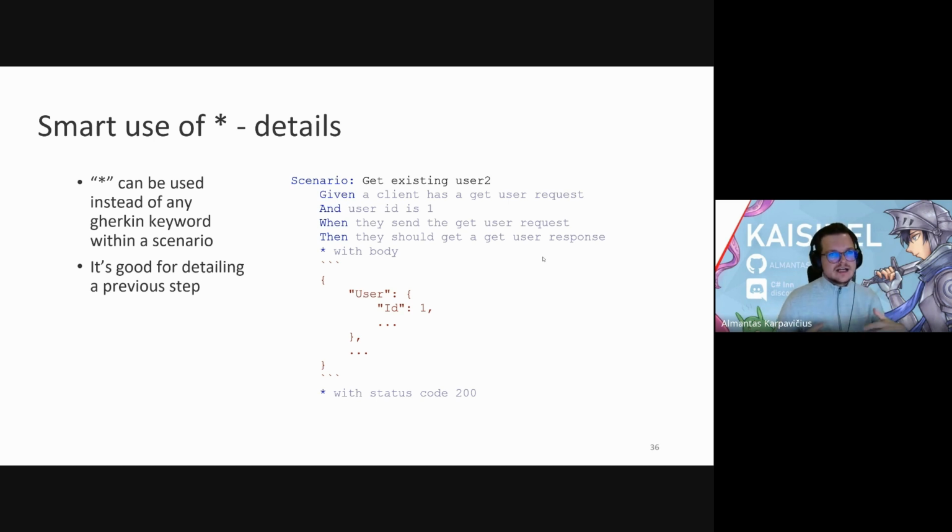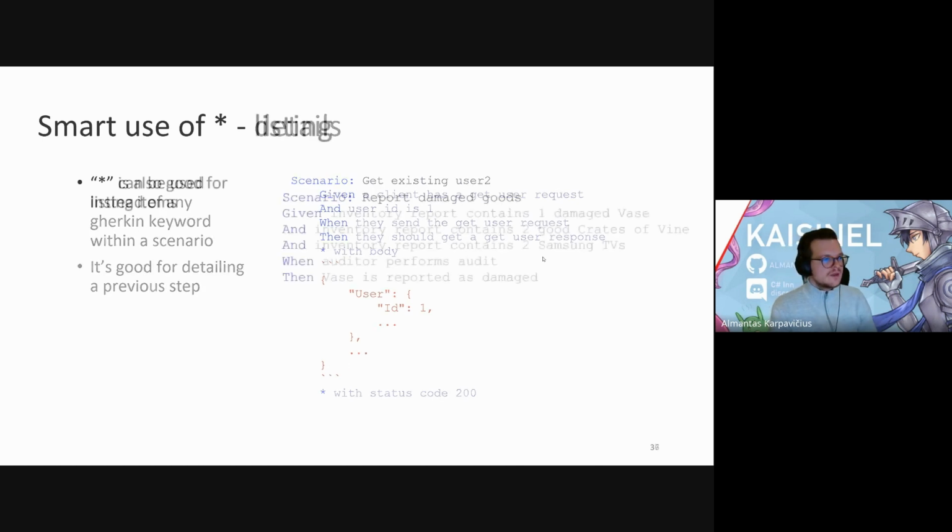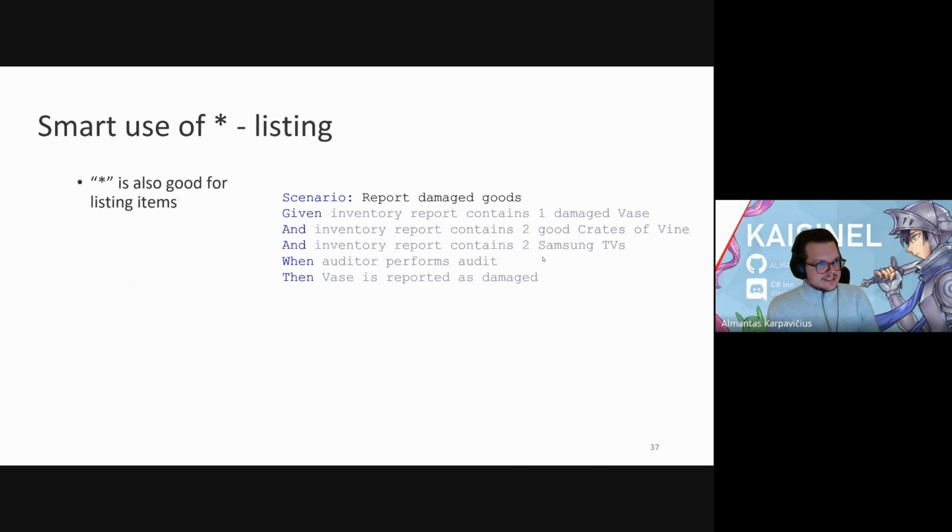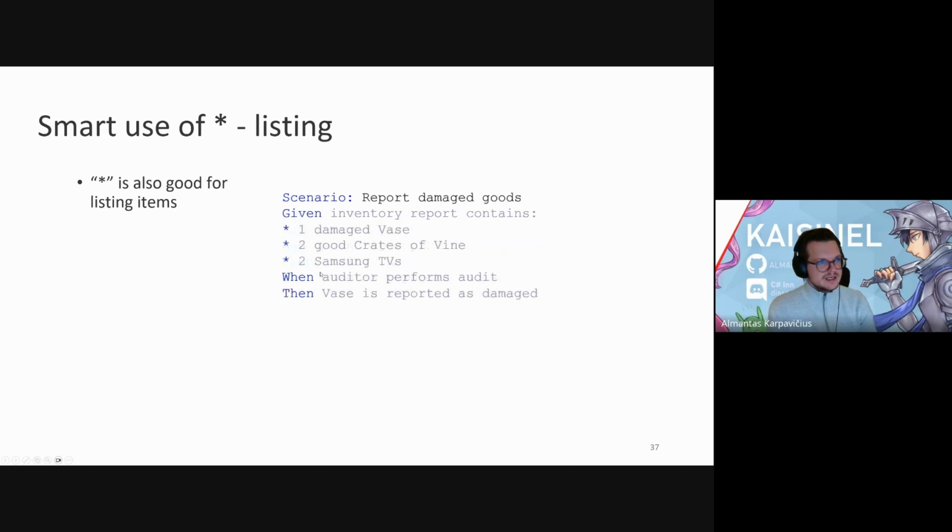This isn't a convention that people use. It's something that you can come up with in your own team and use. So it's a useful way. The asterisk in this sense can serve as a given, as a when, or as a then keyword. You can replace all of them with an asterisk. And it's also useful for listing. For example, in this case, given inventory report contains one damaged trace, and you repeat, what does your inventory contain? You can simplify it by using an asterisk as well. So it's also great for listing items.